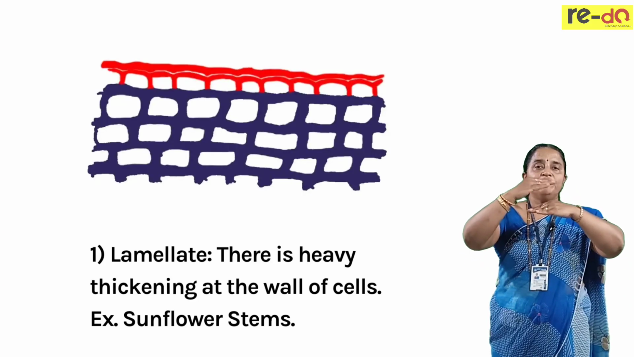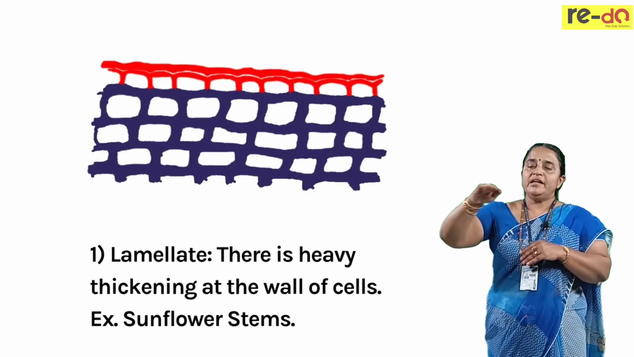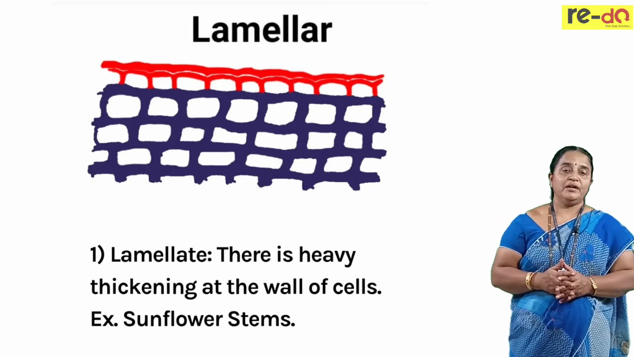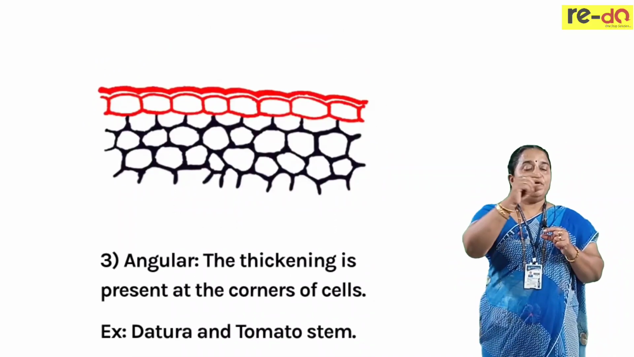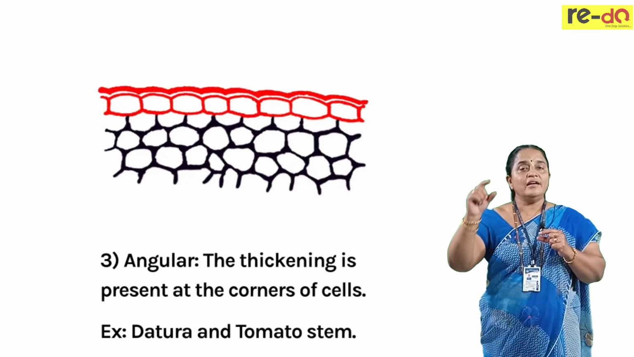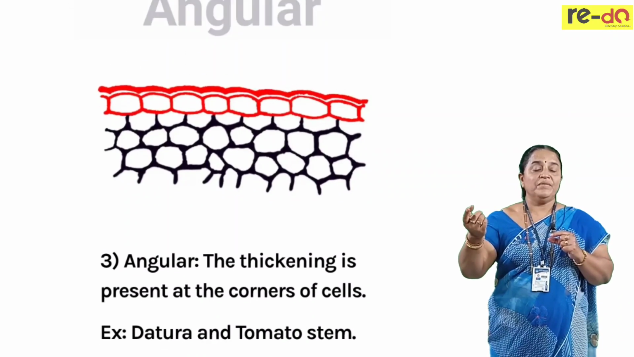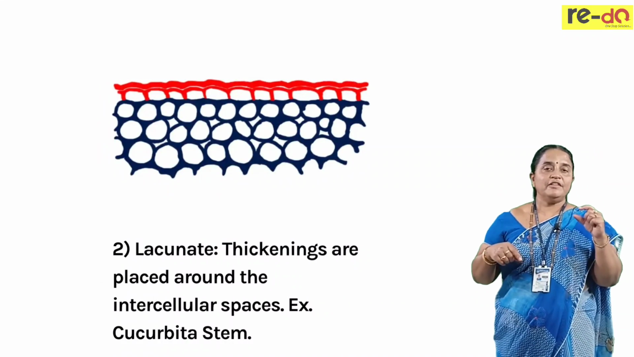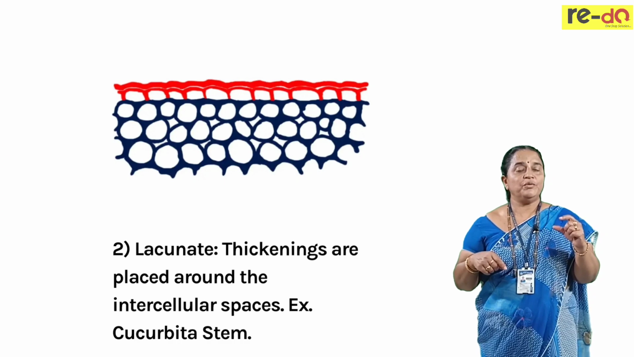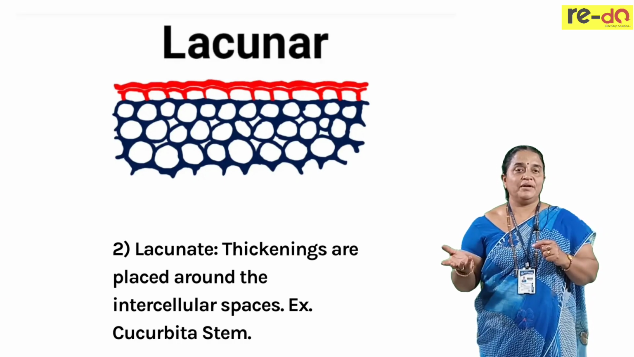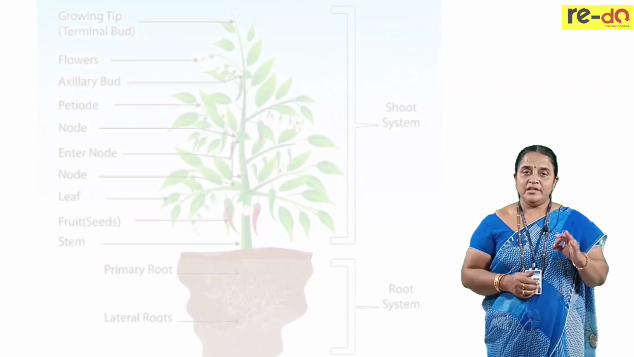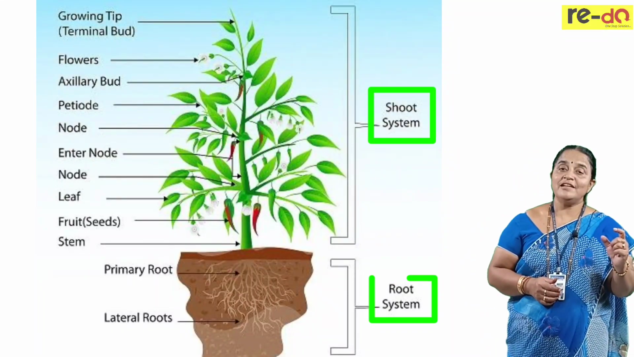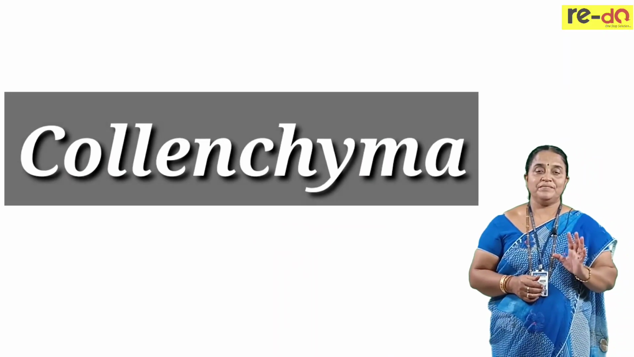Between the 2 layers of collenchyma, when there is pectin deposition along the tangential walls, it is known as lamellar collenchyma. Sometimes pectin deposition forms at the angles, so it is angular collenchyma. And in some collenchymatous cells, pectin deposition is everywhere, leaving small air-filled cavities called lacunae. It is lacunar collenchyma. The tissue absent in the root, present in the shoot, known for tensile strength, is collenchyma.